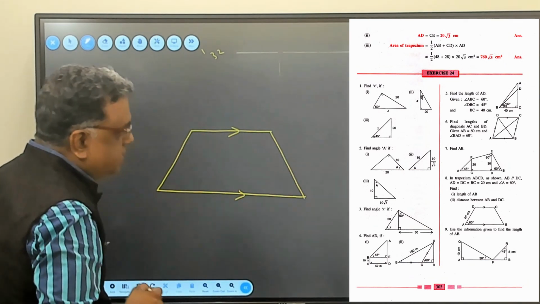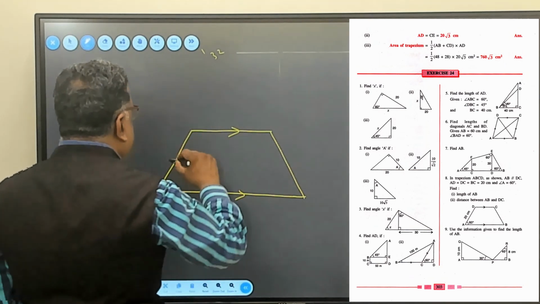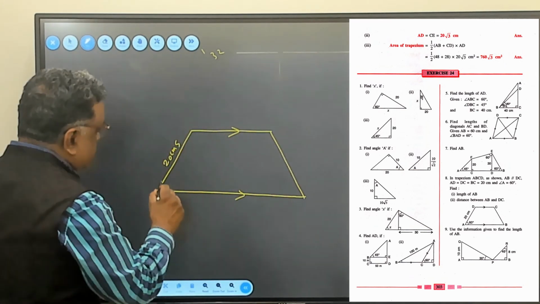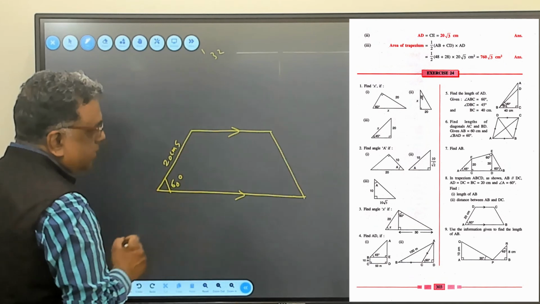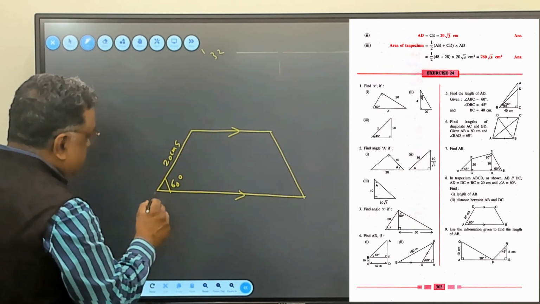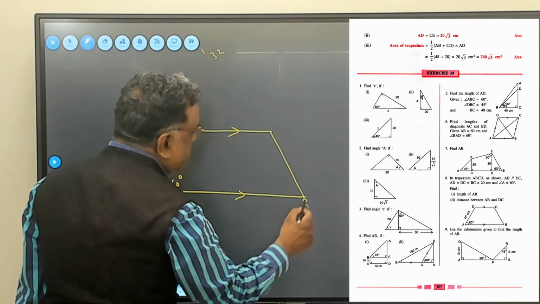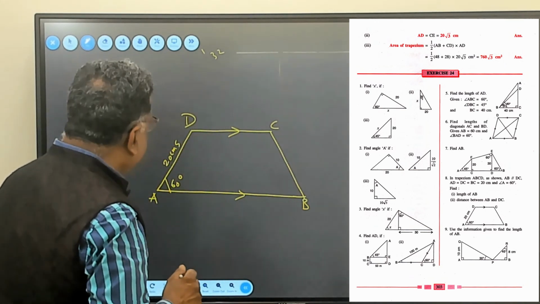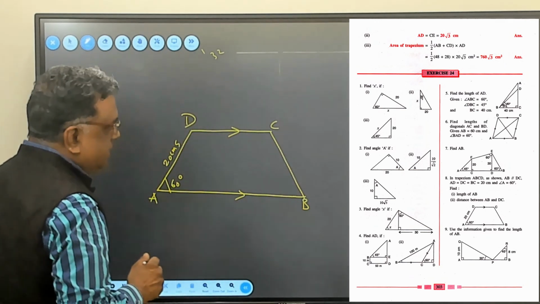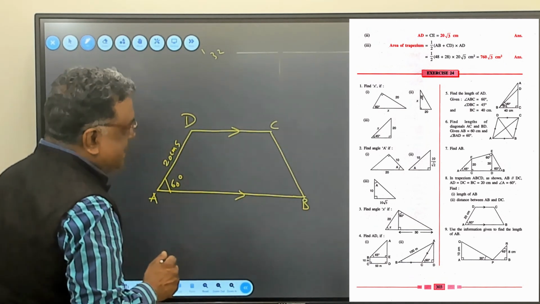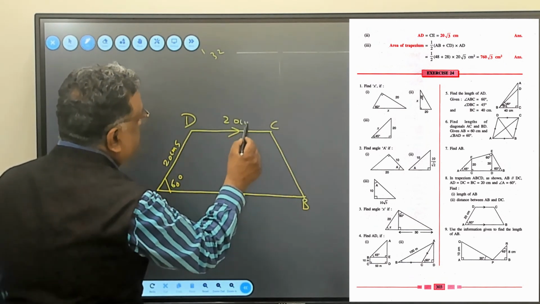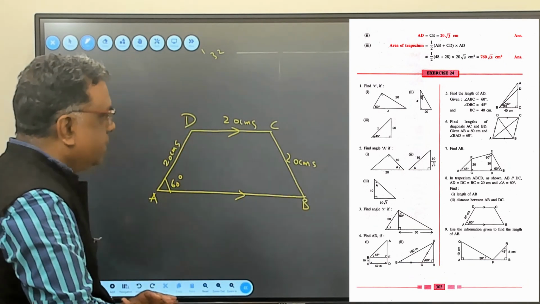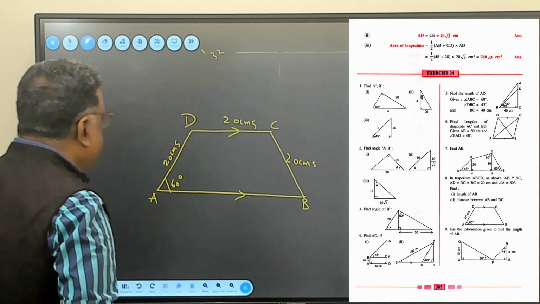These are parallel sides of the trapezium. This is 20 centimeters and this is 60 degrees. This is A, B, C, D. So this is the diagram given to us, and AD equals DC equals BC. So all these are 20 centimeters. So this is basically an isosceles trapezium. Find the length of AB.